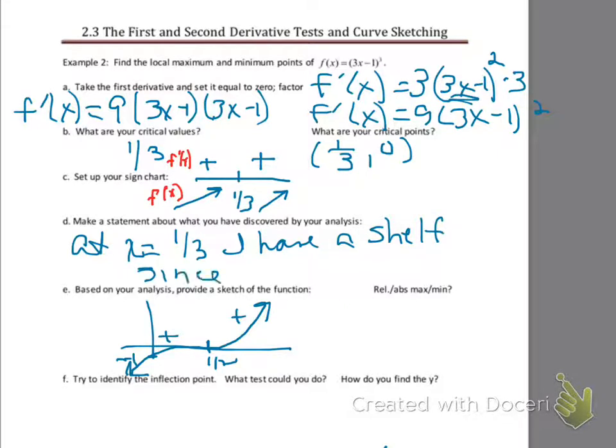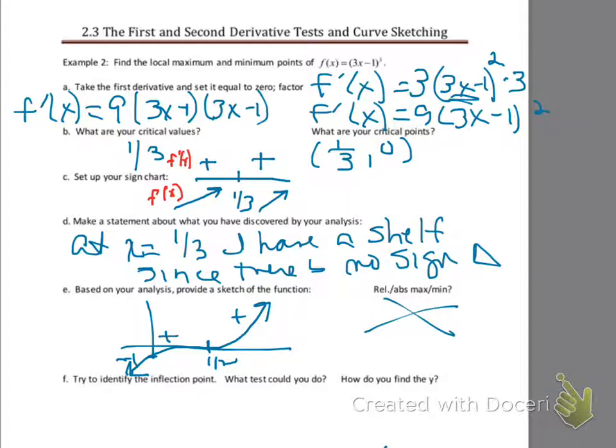since there is no sign change. Okay? And I don't have any max or min at that point, so I'm going to say that I don't have one.